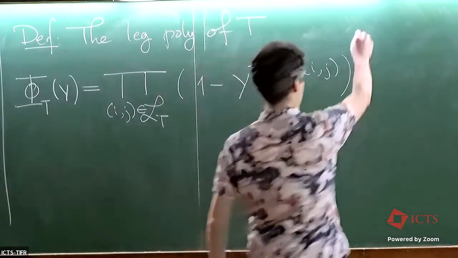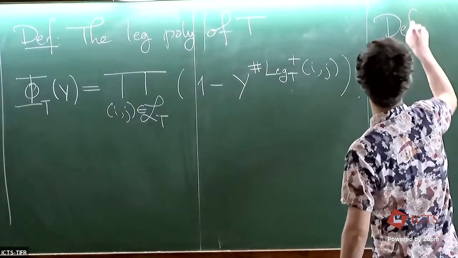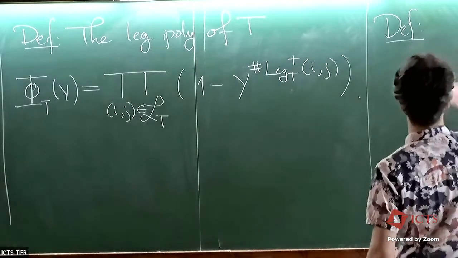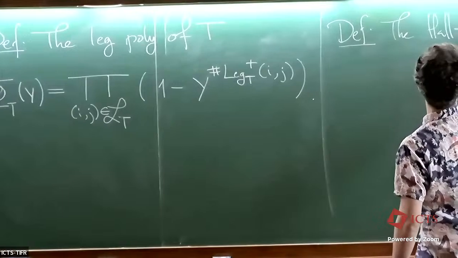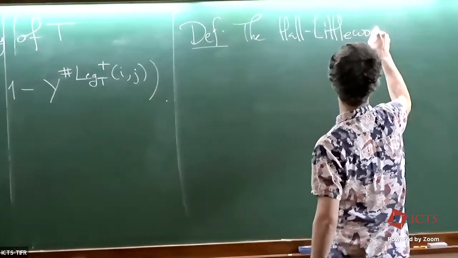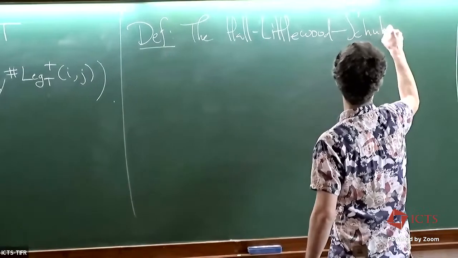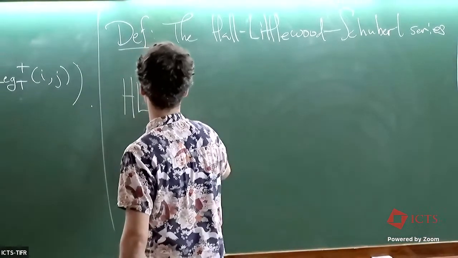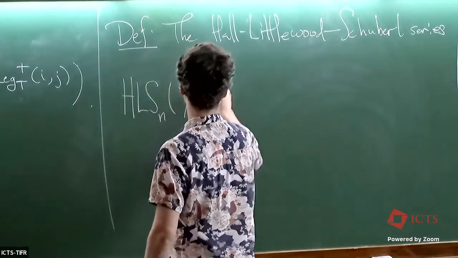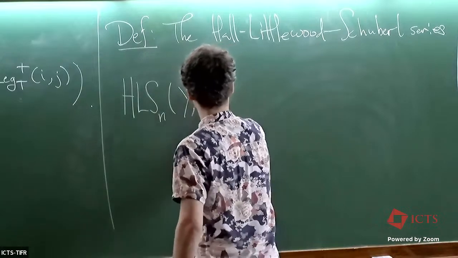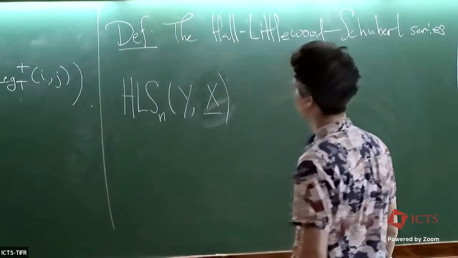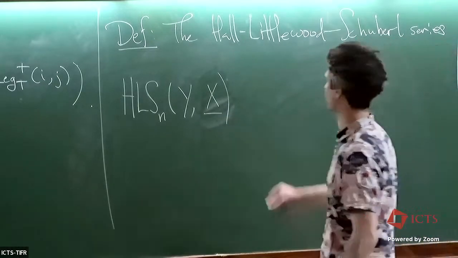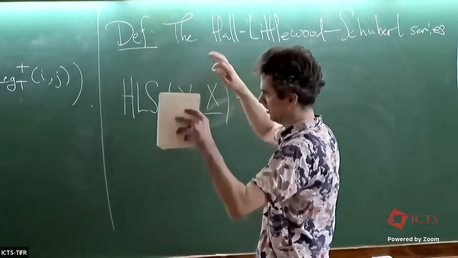Okay, I'll use this side of the board. All right, definition, HLS, and then we'll do some examples. All right, the HLS series. The Hall-Littlewood Schubert series is as follows. I'll just write an underline here. I'll explain what those variables are. We have one variable y and many variables x, one for each non-empty subset of the set bracket n, sorry.